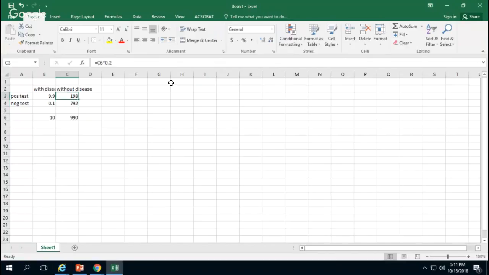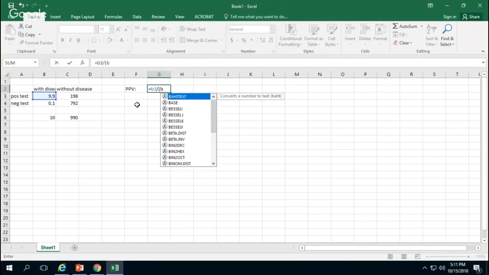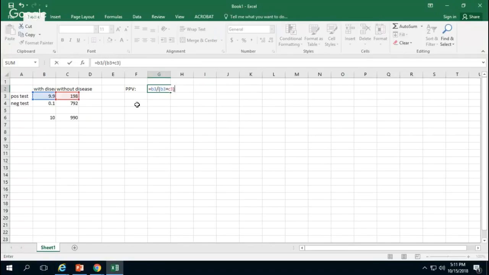Okay, so now I can calculate the PPV, which is the probability if you have a positive test that you have the disease. So PPV is equals B3 over B3 plus C3. About 4.7%. NPV.